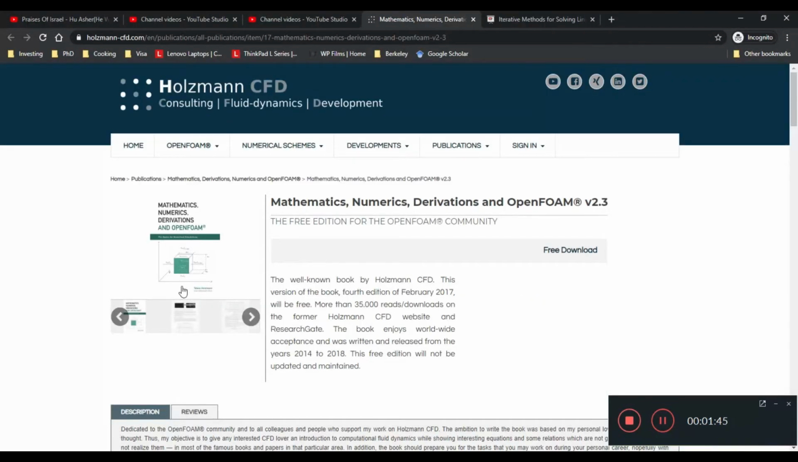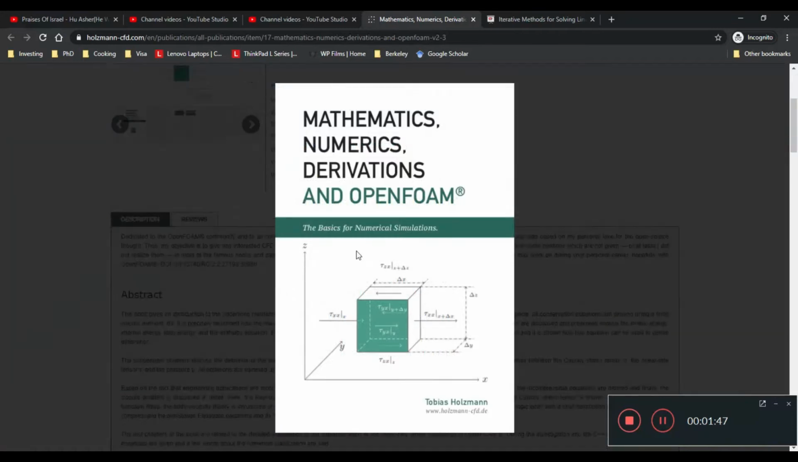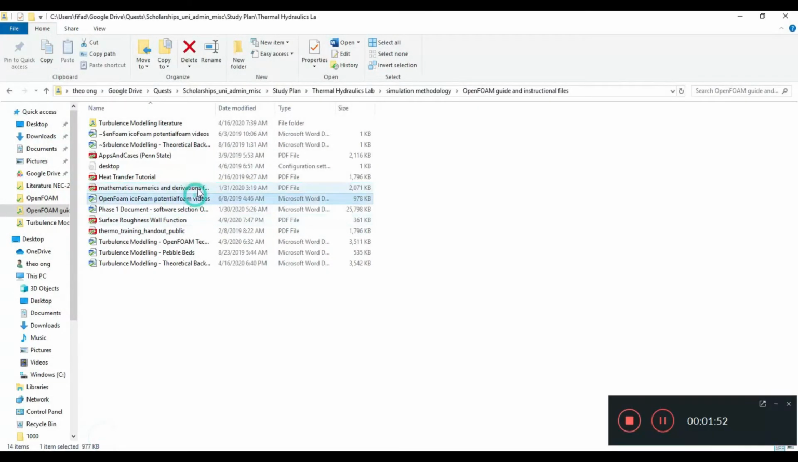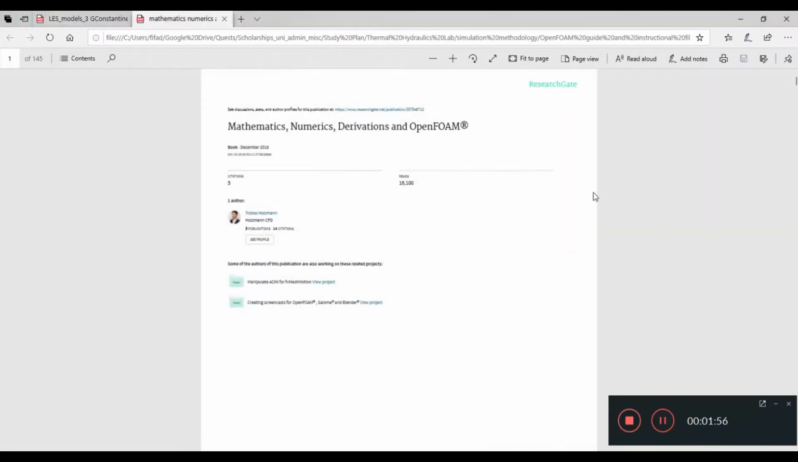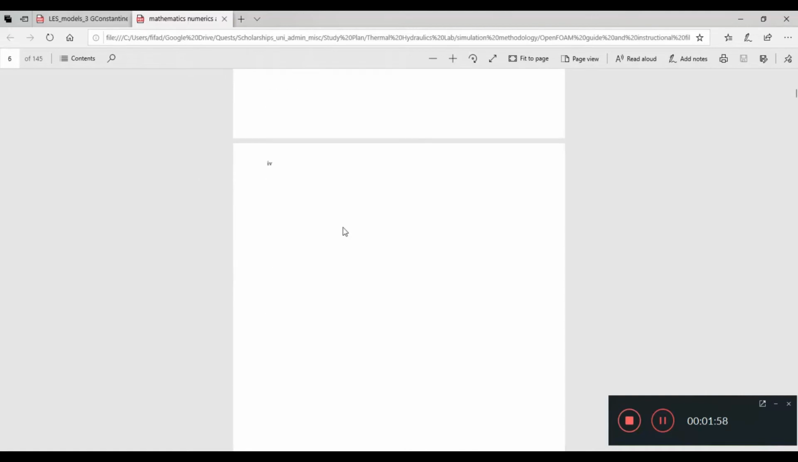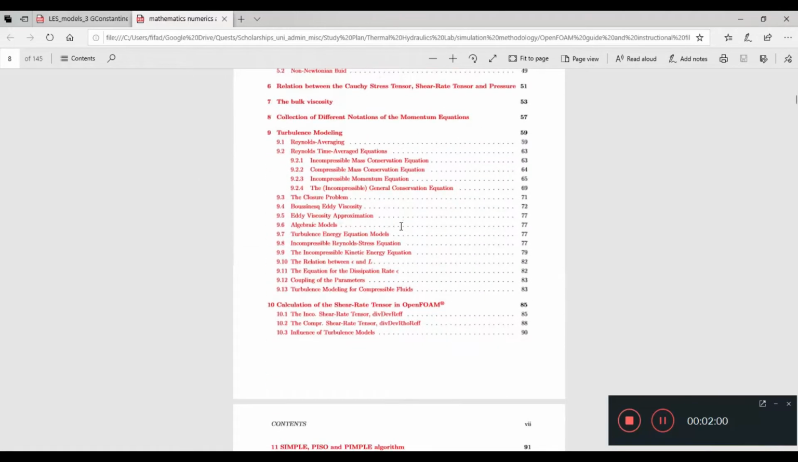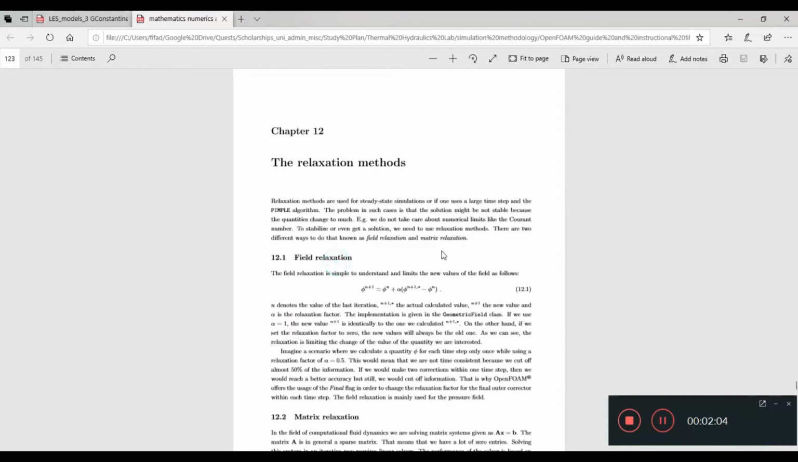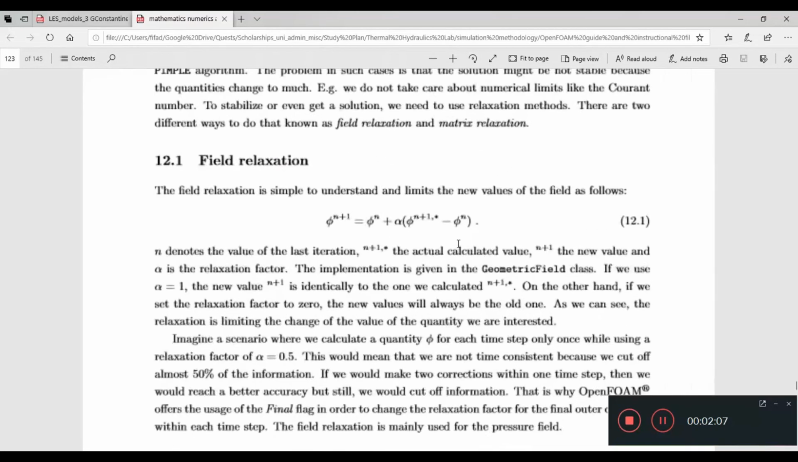Where is it? I better open this up. Okay, there you go, open up this PDF. You'll find the relaxation factor in chapter 12, I believe. Chapter 12, relaxation methods. You can see the formula is pretty much the same.